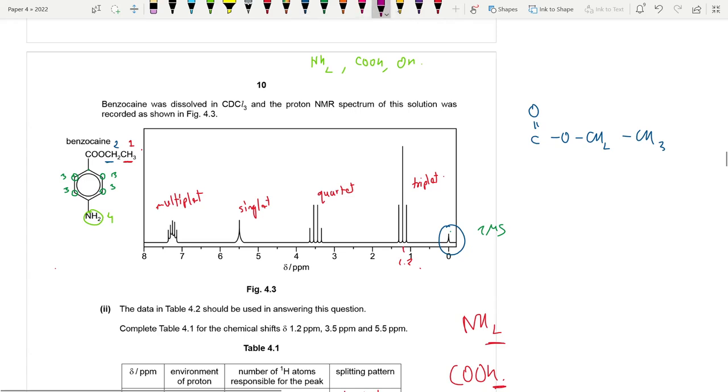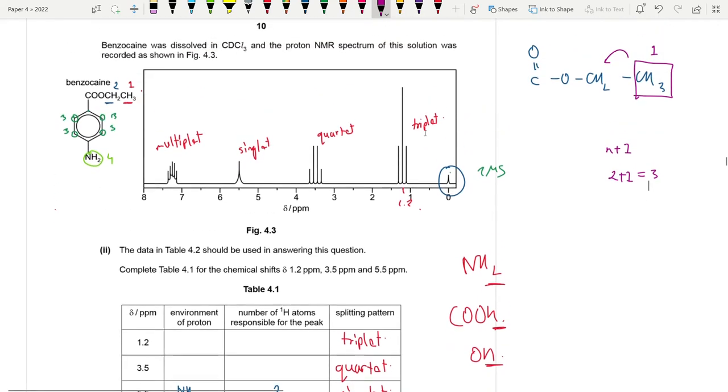So how do you figure out the splitting pattern? Basically, if we're considering this environment, environment number one, you need to look at the number of protons on the adjacent carbon. There are two protons, right? So the splitting pattern is n plus 1, which is 2 plus 1, which is equal to 3. So for CH3, it will actually be a triplet. So look at the triplet.